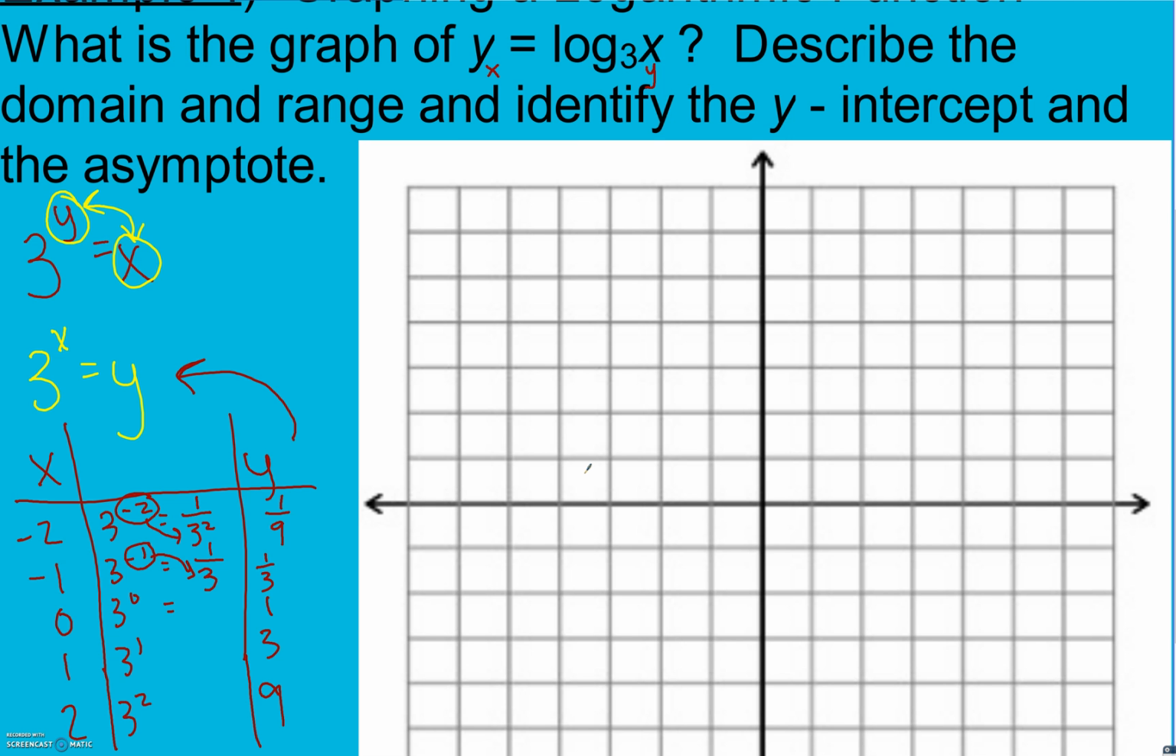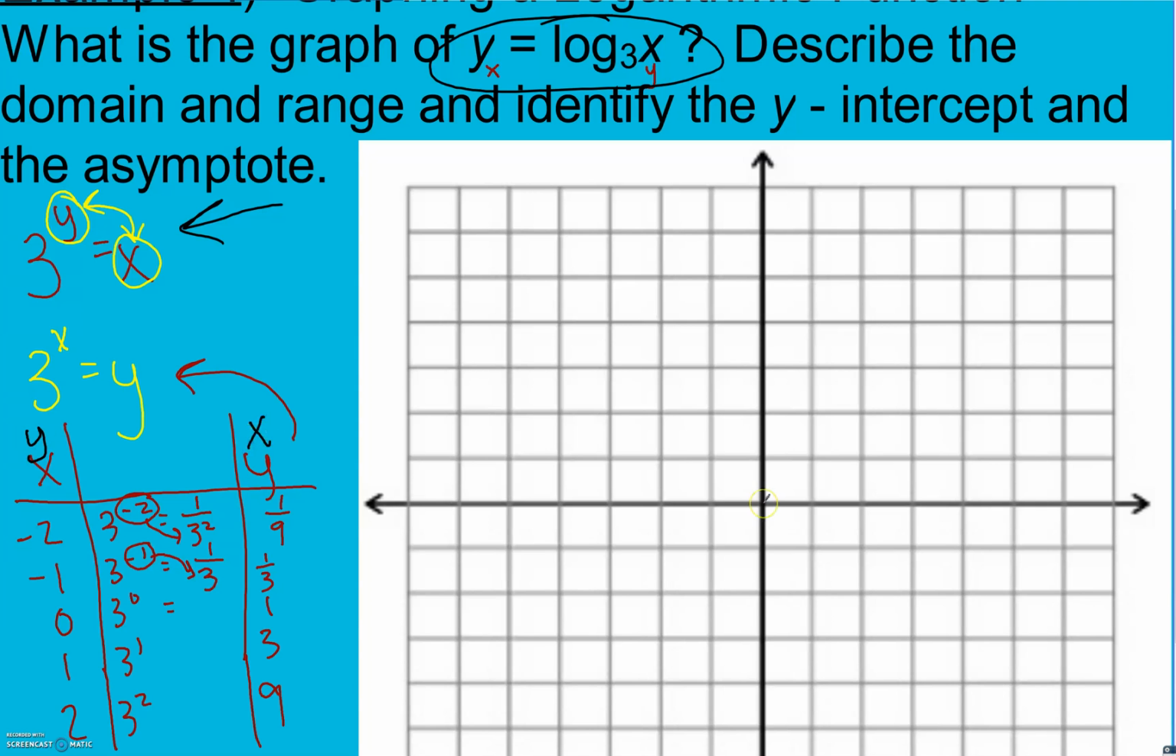Instead, we're going to swap our x's and our y's because that's what we do with inverses. We want to get back to this one. This is the exponential form of our original function. So to swap our x's and our y's, I'm just going to change our columns.